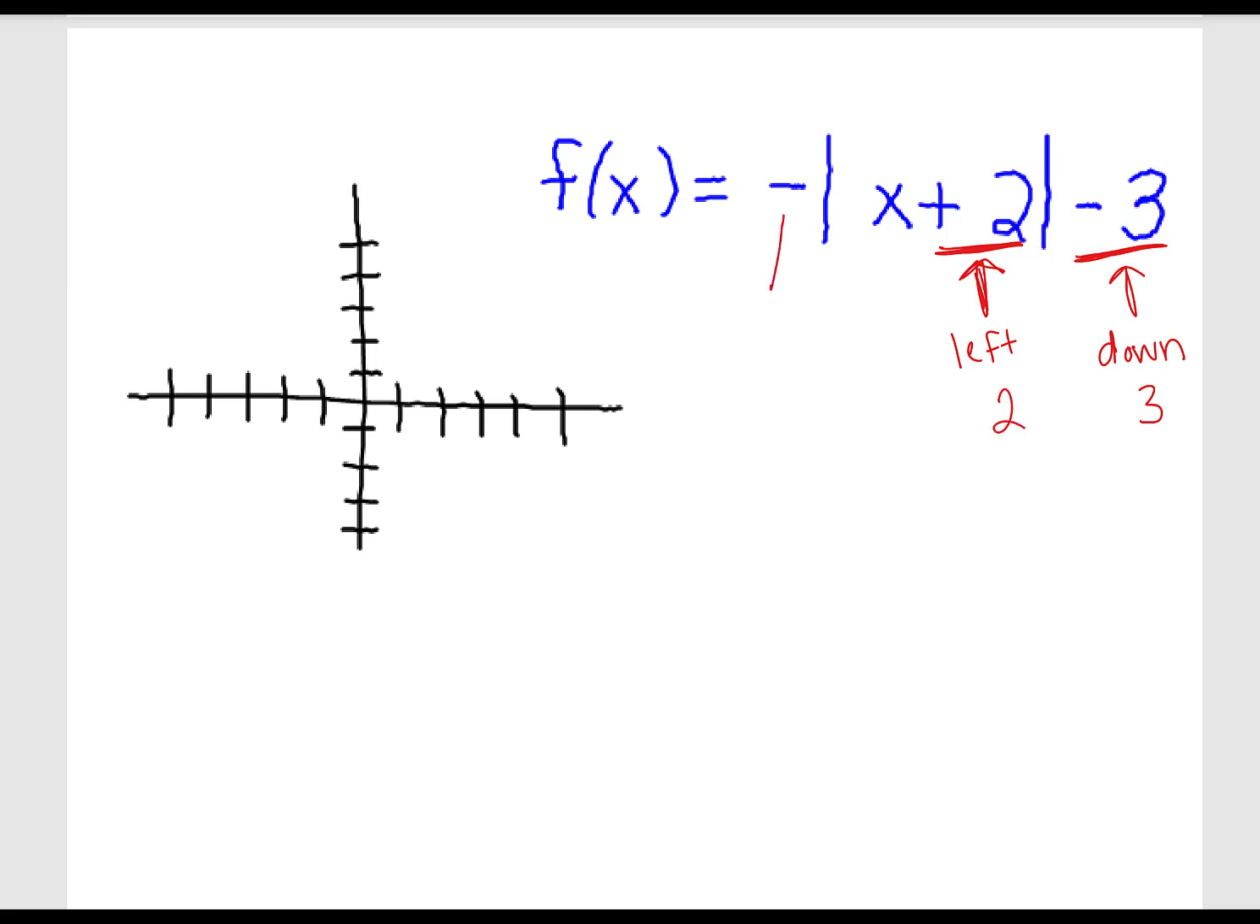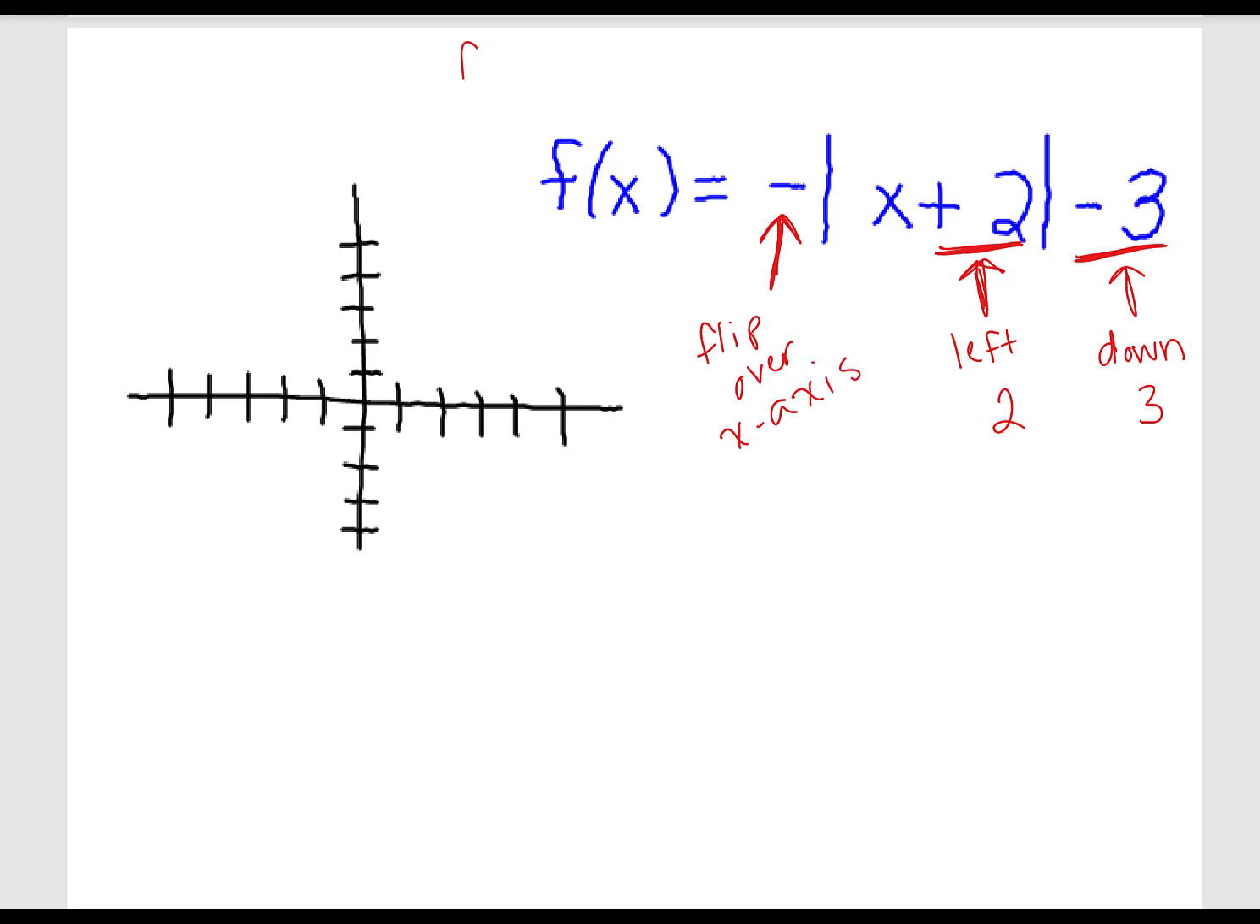And then this negative out front, it's out front of the function, so it's going to affect the y's. It's going to flip the function downward, or we could say flip over the x-axis. I keep putting that backwards. There we go. Okay, so let's talk about how my original function would look.